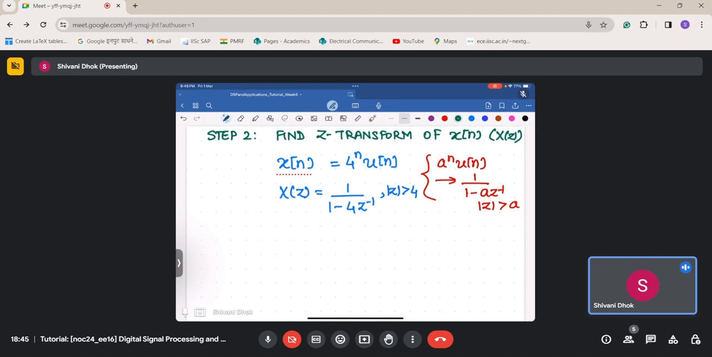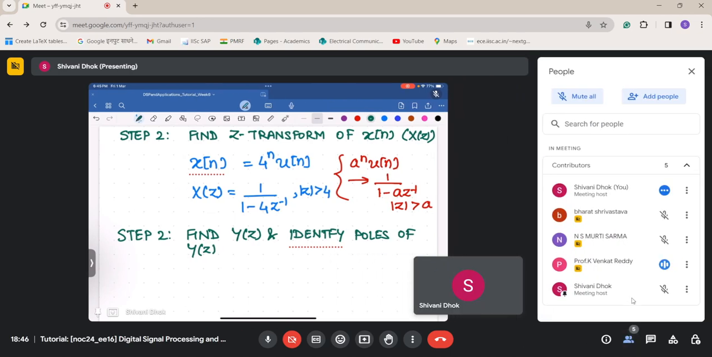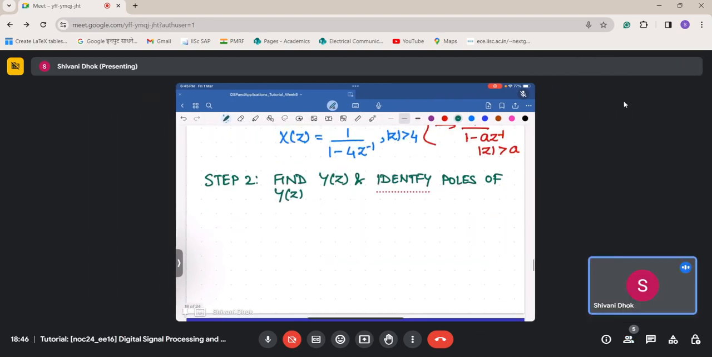Once we know this, the next thing that we need to do is step 3, and that is find y of z and identify the poles of y of z. So this y of z is x of z into h of z.